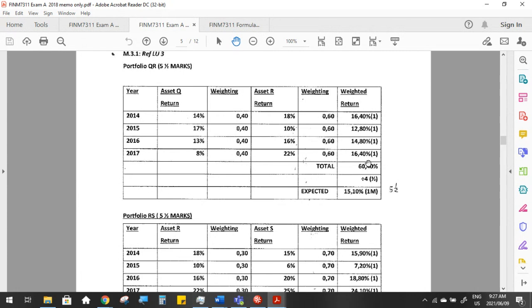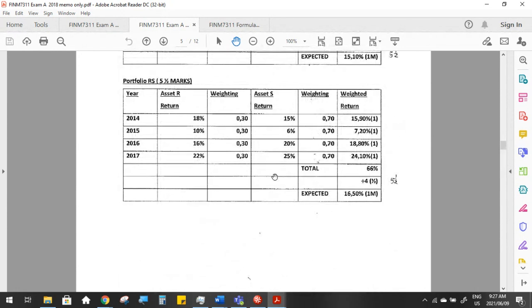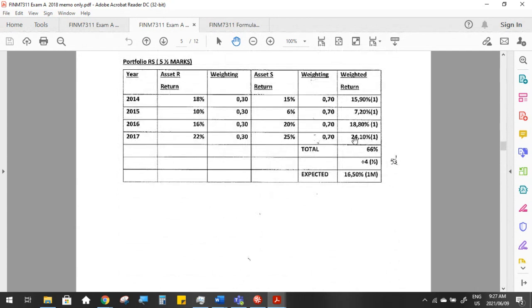And then you do that for each of the 4 years. You add up the 4 years total and then divide that by 4, so that you then get the expected return for the portfolio over the 4 years. So 5.5 marks for each of those calculations. And here's the other portfolio, which is just a different weighting of different assets, identical method as above.